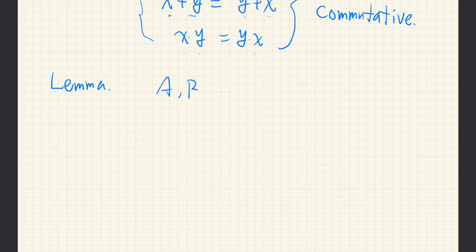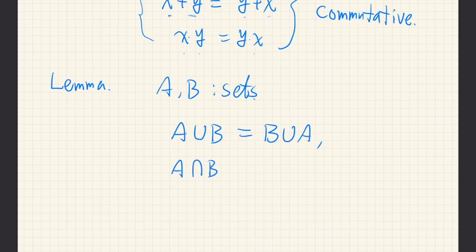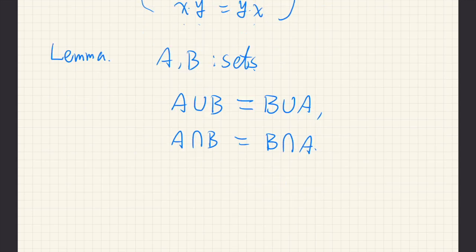Of course, A and B are assumed to be sets. Then we have A cup B is equal to B cup A. And similarly, we have A cap B equal to B cap A. So, can you prove this? All right, so how do we prove this?